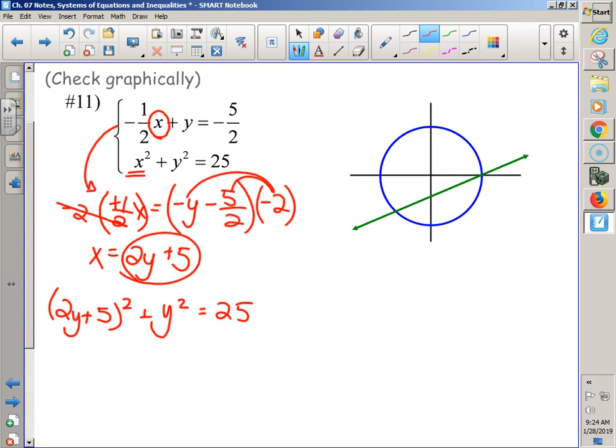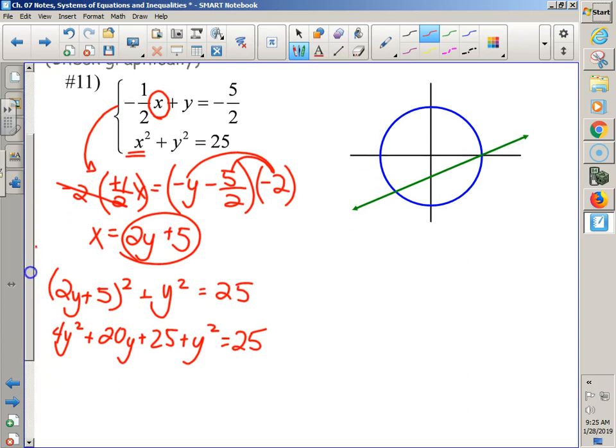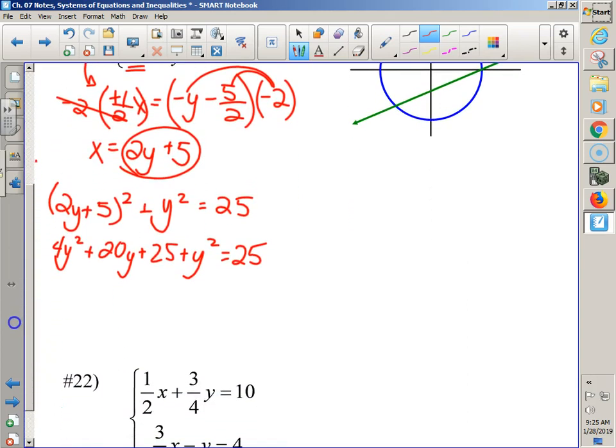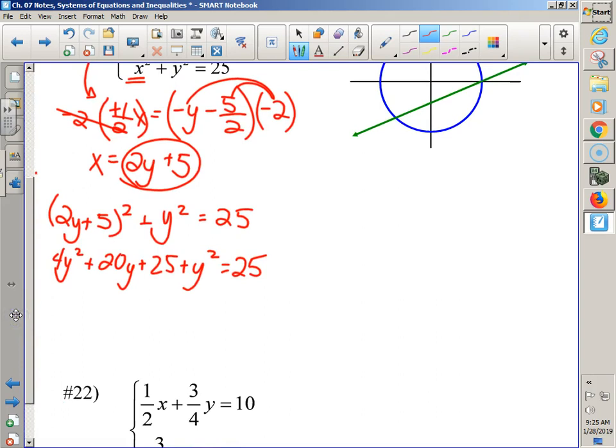Yep. Don't kill a puppy. We're going to end up with 4y squared plus 10 is plus 20y plus 25 plus y squared equals 25. Why would this problem never be in Algebra 1? Because it requires your guys' skills to keep going. But the substitution basic idea was introduced. Would you guys have combined 4y squared and 5y squared? Plus 20y. Hey, what happens when we get everything to one side because it's a quadratic, though? Nice.